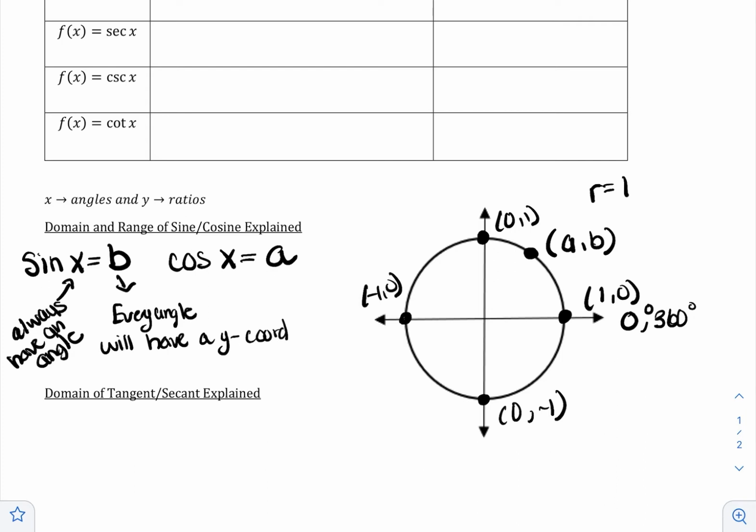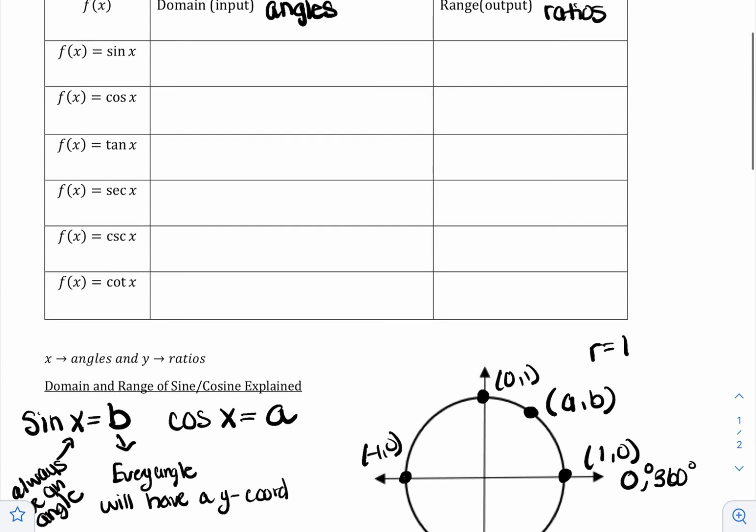No matter what angle you're looking at, every angle is going to have a y coordinate, and every angle will have an x coordinate, because you're going to land somewhere on the circle. No matter how big or how small your angle is, you're always going to be on the circle. And on the circle, you always have an x and you always have a y. So because of that, every angle works for sine and cosine. And when you don't have any issues in your input, we say that the domain is all real numbers.